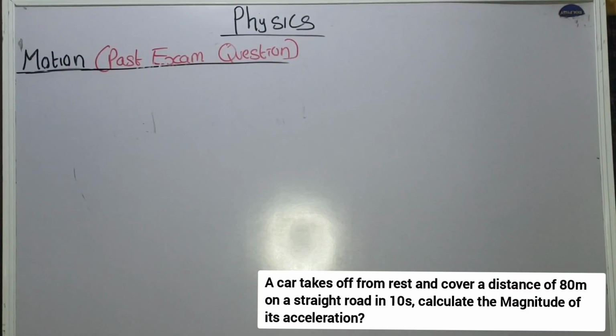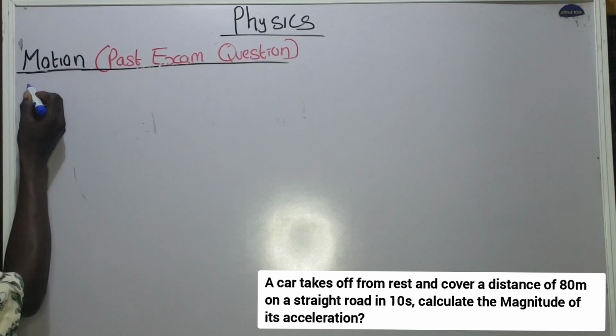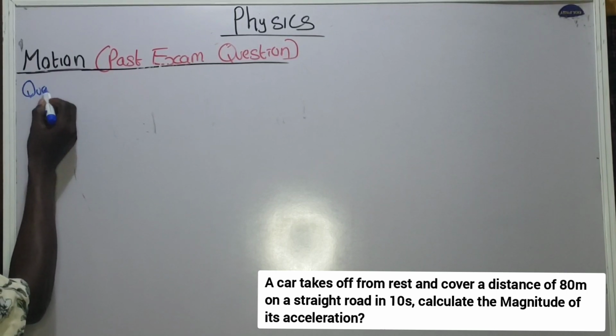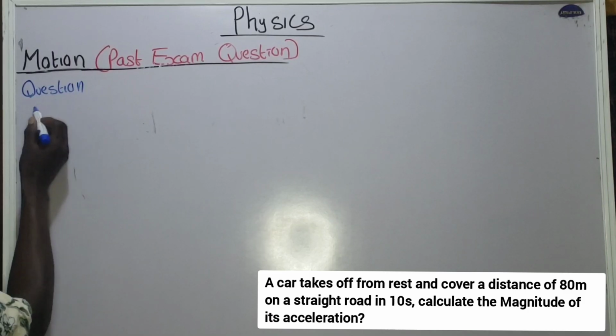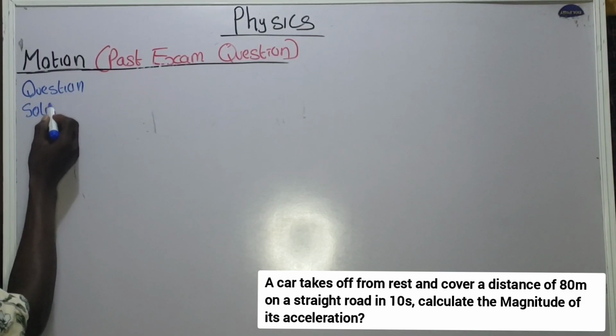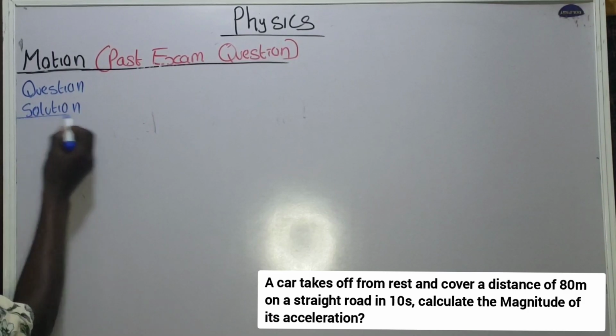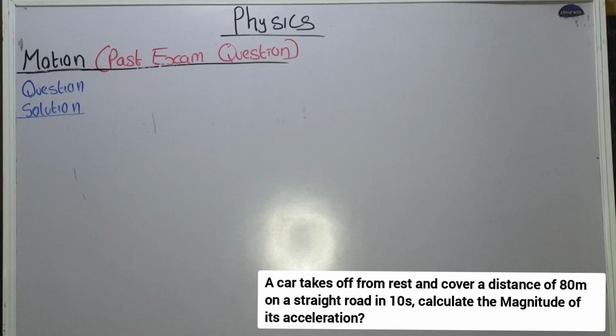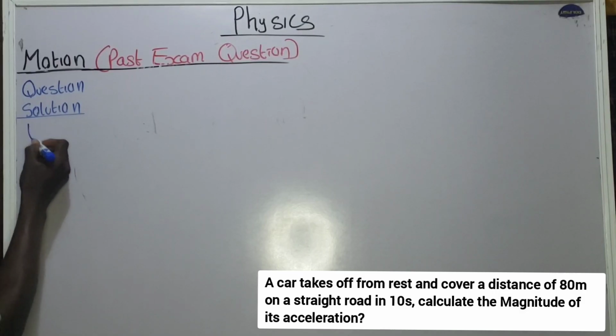Okay, let's start by writing out the information that we're given in the question. We are given that a car takes off from rest. So we have question 1, solution. A car takes off from rest and covers a distance of 80 meters. We've learned in our previous class that if a car takes off from rest, that means that the initial velocity of the car is 0. So in this case, u equals 0.